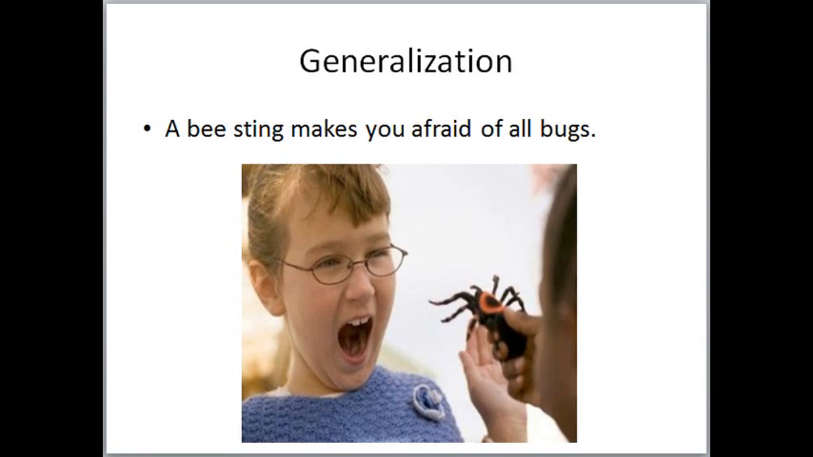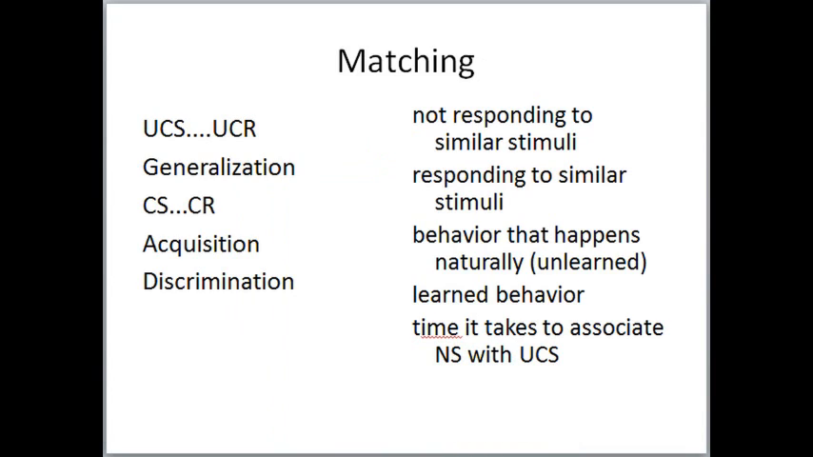So let's go through some of these, and this will be on your test. You'll have a chance to do some matching. What you'll see is a list kind of like this, and you have to put two and two together and find out which one is which. So let's look at, first off, our unconditioned stimulus and our unconditioned response, UCS. Those are behaviors that will happen naturally, okay? Unconditioned means it happens naturally.